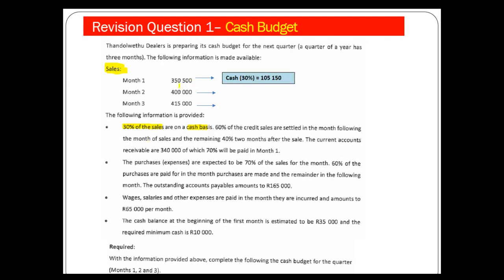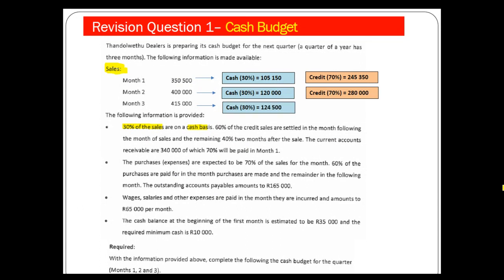So 30% of 350,500 is how much? It is 105,150. And then the remaining 70% is credit. This will help me a lot by the time I record in the books of account. So all those months, I'll do the same thing: 30% of the sales will be cash and 70% will be credit. So this is what I will do first.